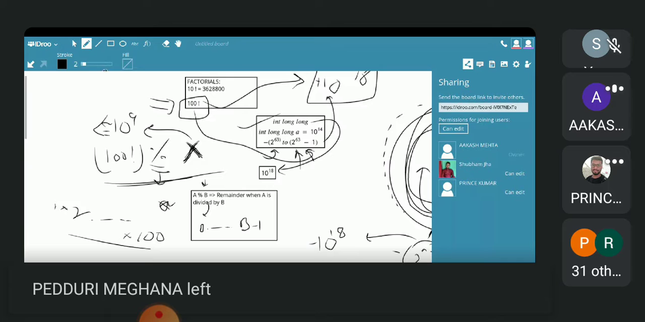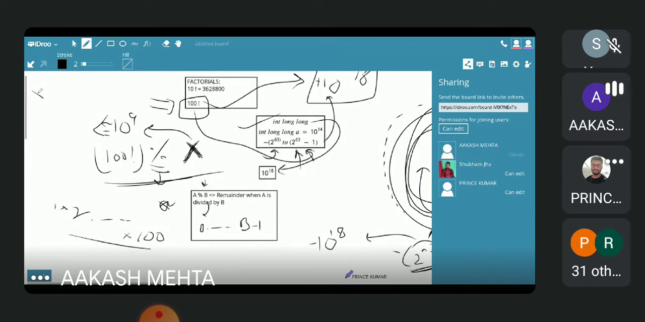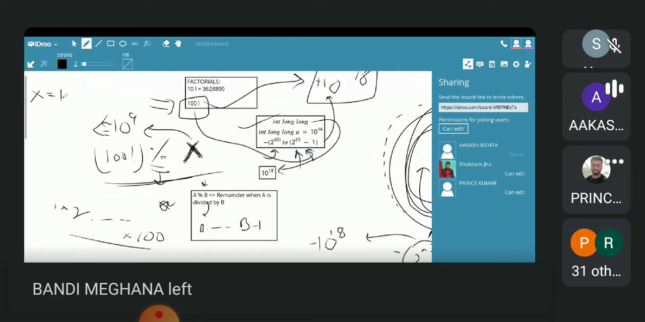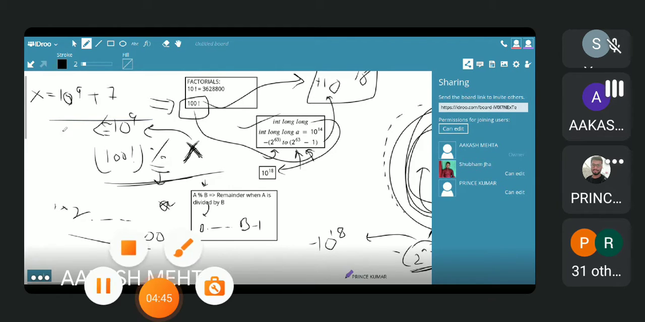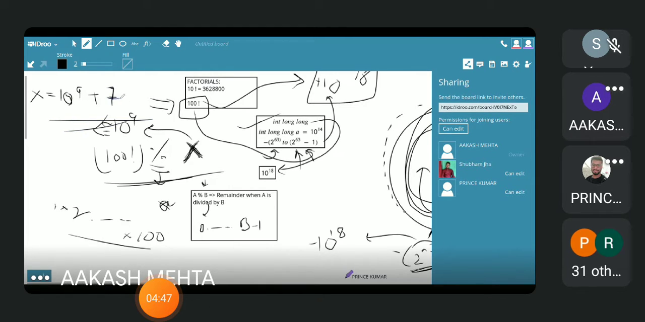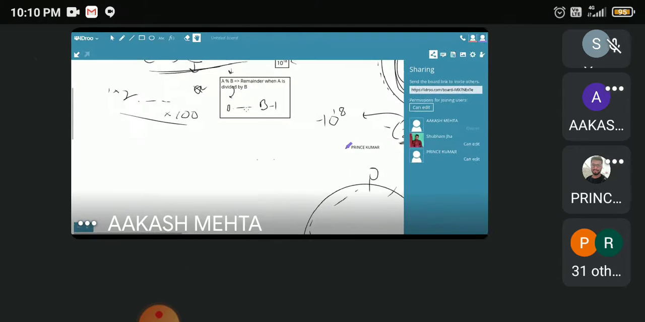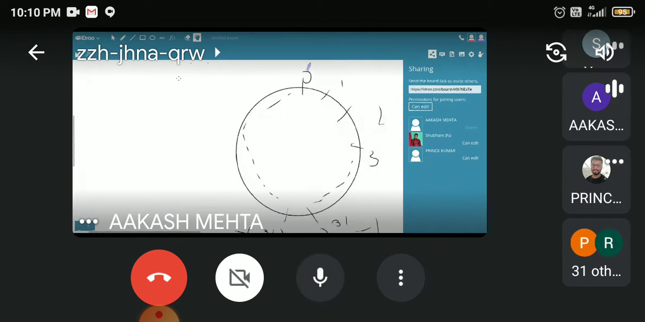And in general, you will find in questions that x is most of the time given as 10 to the power 9 plus 7. This number is generally used. This is a quite large prime number, 10 to the power 9 plus 7. This is used so that you can give your answers in this range only. Okay. So now we'll discuss some properties of this modulus operator.